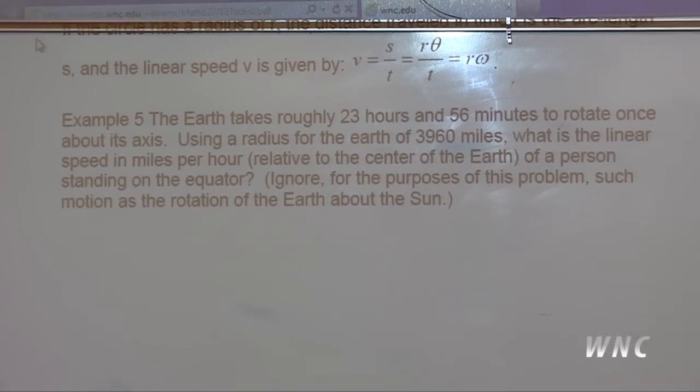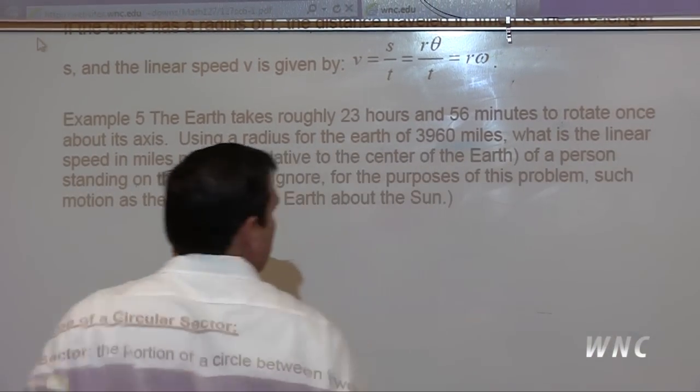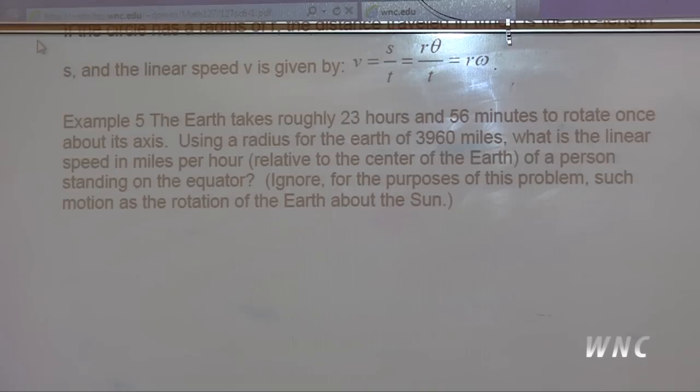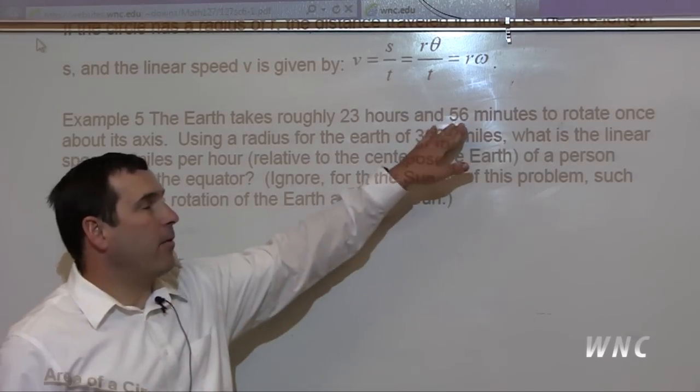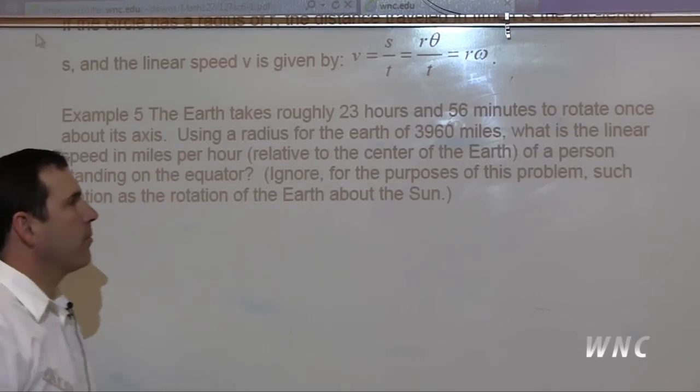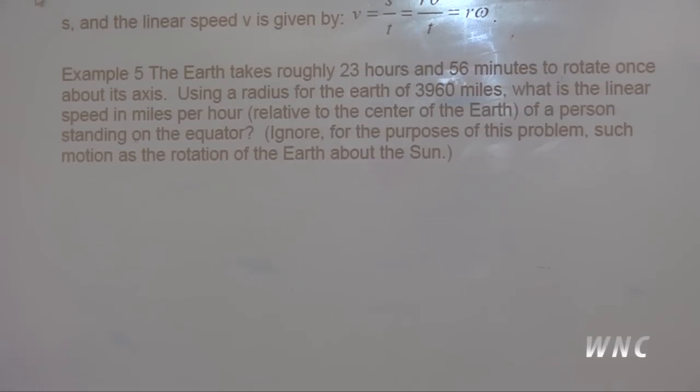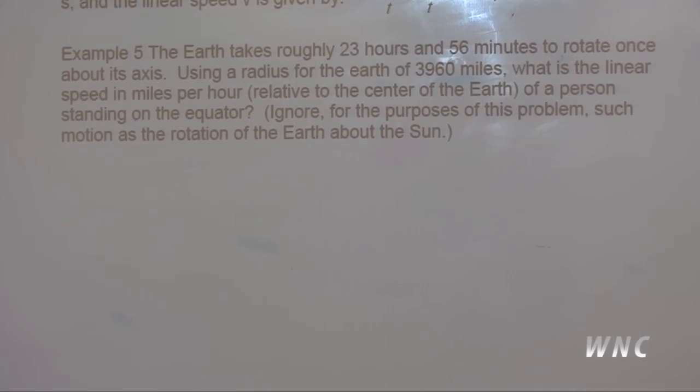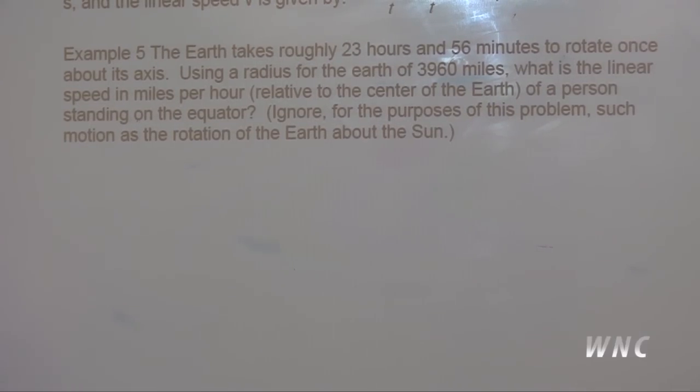So, the Earth takes roughly 23 hours and 56 minutes to rotate once about its axis. This is why we have leap years, because it's not 24 hours. Using a radius for the Earth of 3,960 miles, what is the linear speed in miles per hour relative to the center of the Earth of a person standing on the equator? So ignore, for the purpose of this problem, such motion as rotation of the Earth around the Sun. We're just talking about the spin of the Earth.